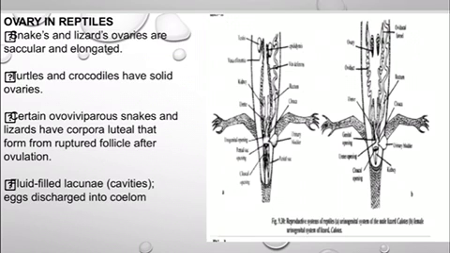Certain ovoviviparous snakes and lizards have what we call the corpus luteum that forms from a ruptured follicle after ovulation. Fluid-filled lacunae, that's cavities, are present, and then you have eggs discharged. The eggs are discharged into the coelom, that's in reptiles. So you are seeing the trend now.